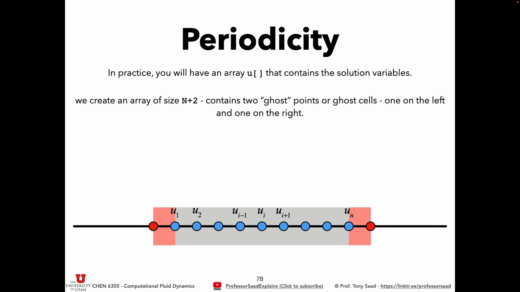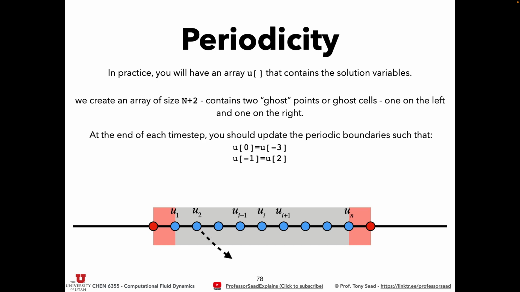And those are entirely fictitious. They are just for the sake of the numerical implementation, to simplify our lives without having to worry about what we need to do at these boundary points. And here's how periodicity works. Remember, you're solving quantities over here. You're solving for U2, you're solving for U3. Once you're done with the calculation, you take the value of U2 and plug it in here. So now you have a value in the ghost cell, so you can compute UN.